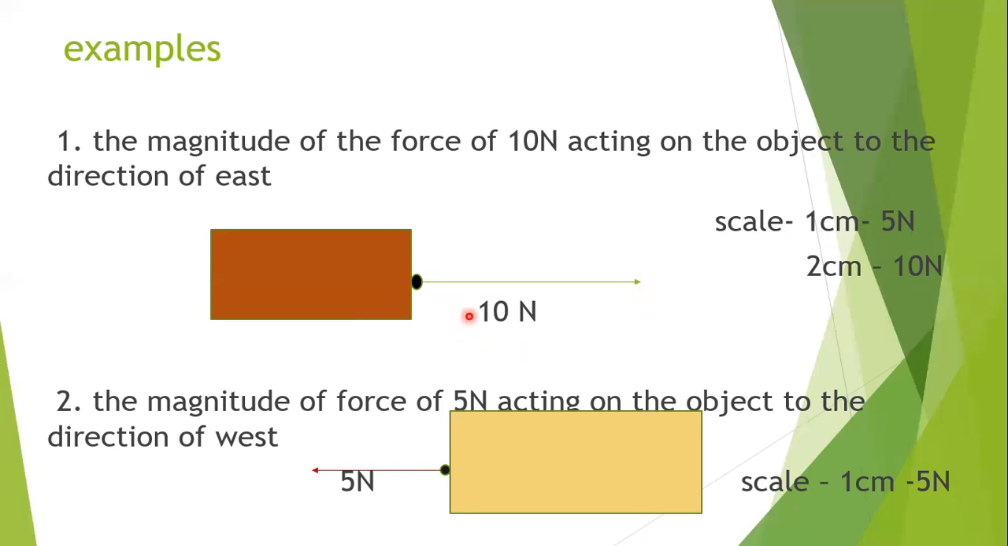And then also you have to write 10 Newton here. The magnitude of force of 5 Newton acting on the object to the direction of west. Here is the object. Point of application represented by a dot. When we are representing magnitude, you have to write scale. 1 centimeter, you can represent 5 Newton. So you should draw 1 centimeter line here. And direction of arrowhead direction. Then you have to write 5 Newton.